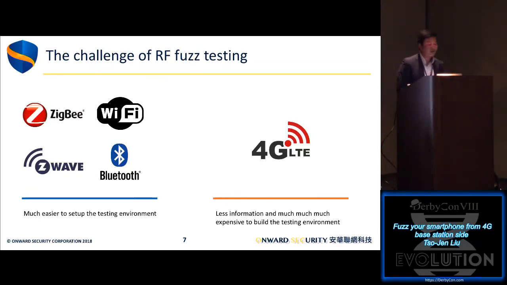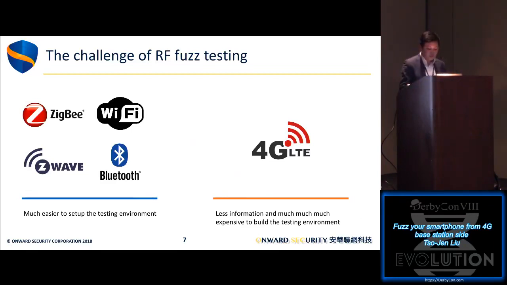But for the cellular network, it is the hardest to build a testing environment. For ZigBee, Bluetooth, and Wi-Fi, it is very cheap to build a testing environment. But if you would like to build a cellular testing environment like 2G, 3G, or 4G, you have to spend a lot of money to buy equipment to simulate the LTE signal.